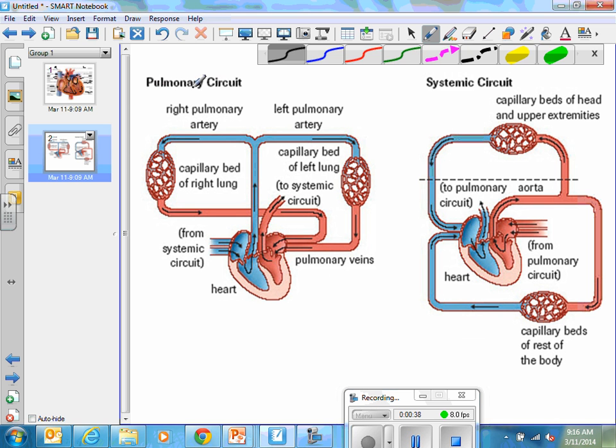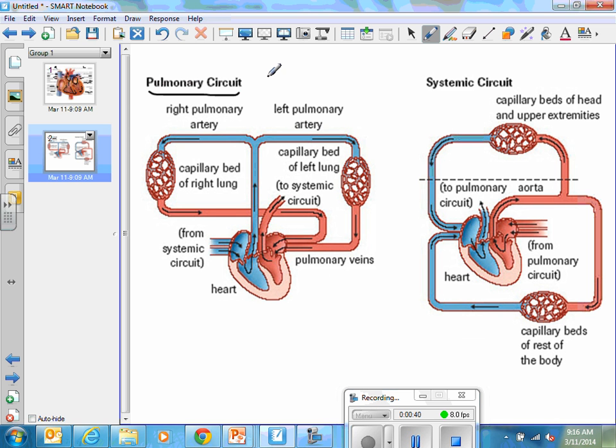This is called your pulmonary circulation. This is between heart and lungs. Systemic is between your heart and all the rest of your body. So if we look at the systemic first, here's my oxygenated blood. It's in the left side of the heart. Okay, it's pumped from the left ventricle out the aorta.